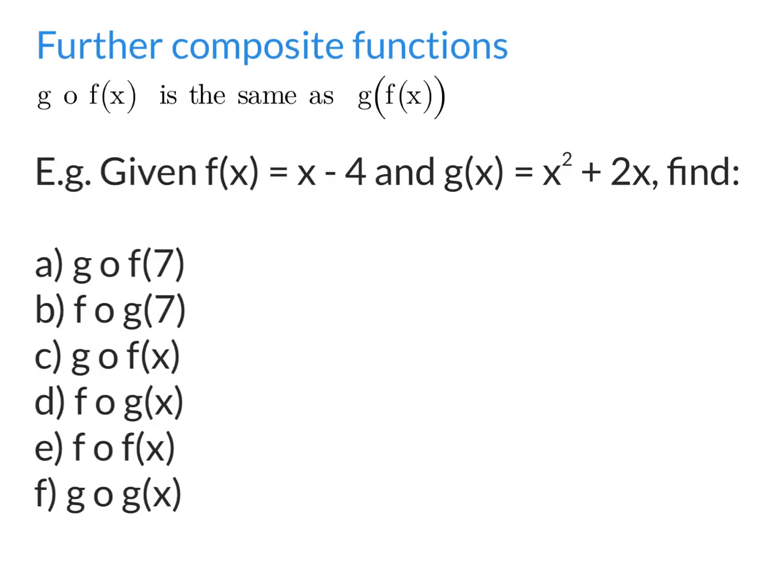We also looked at composite functions. We looked at the second style, the g of f of x, where the f of x was inside the brackets. But it can also be g with a little circle, f of x. And we're just going to recap this. So our example is if f of x equals x minus 4 and g of x equals x squared plus 2x, we're going to find all of these. Remember, we do the second part first. So when it's part A, g of f of 7, we do the f of 7 first, then we do the g of that.